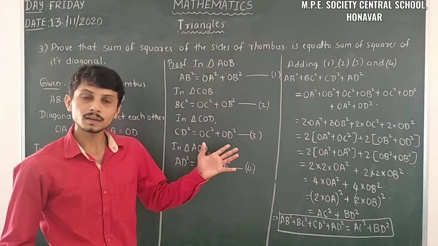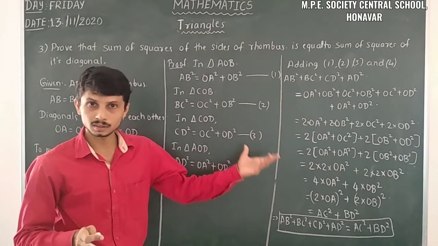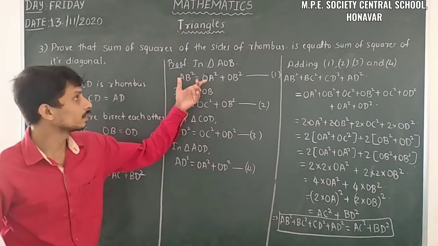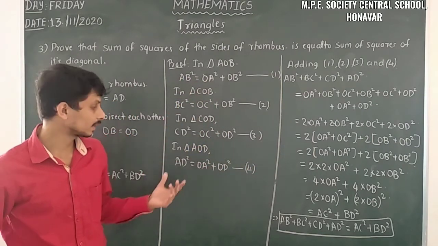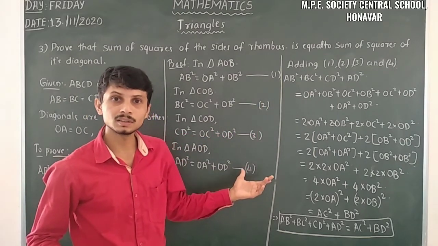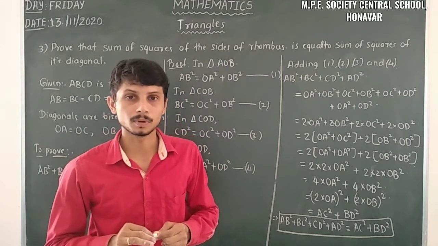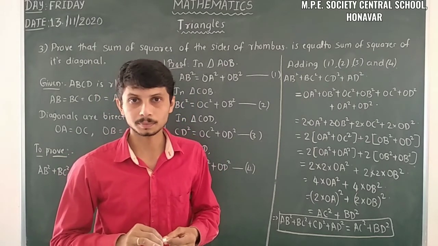So here we made some of the calculation, that is we used the Pythagoras theorem in all the right angle triangles, and then we added all the 4 equations we got. So here it is the solution of this type of problem. So let us move on to the next problem.